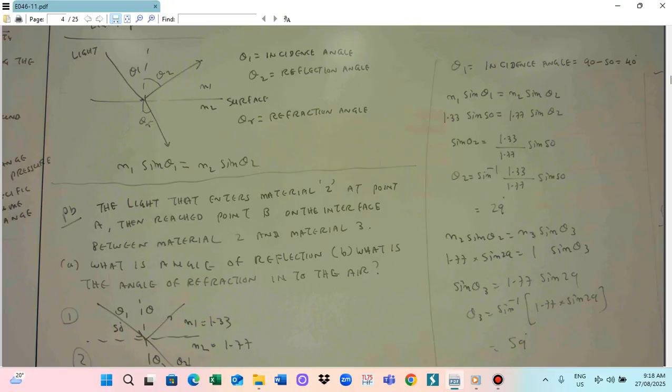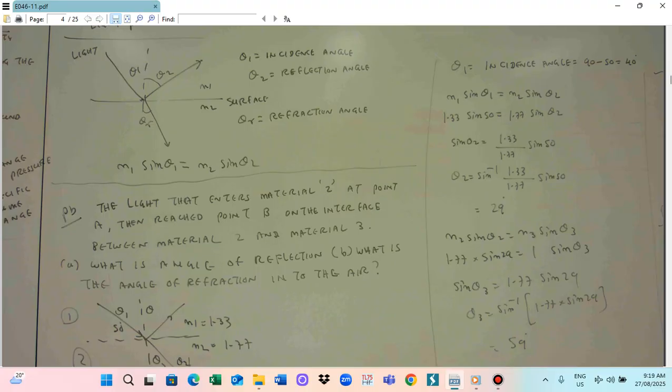So n1 we can calculate as 1.33, sin theta 1 is sin 50, and n2 is 1.77 with sin theta 2. So now you can calculate. Sin theta 2 is equal to 1.33 divided by 1.77 times sin 50. Theta 2 can be calculated as sin inverse of 1.33 by 1.77 into sin 50. So the angle theta 2 is around 29 degrees.